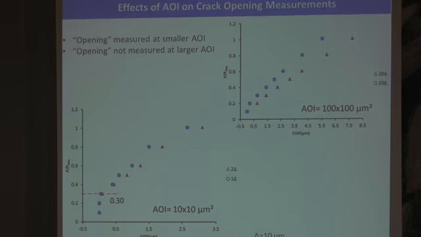Also, the effect of the area of interest on crack opening measurement was recorded. The COD versus the load for an area of 10 by 10, and the COD versus the load for an area of 100 by 100, for 1 grain size, 2 grain sizes, 10 grain sizes, and 20 grain sizes. It was noticed that opening was measured at the smaller area of interest, and opening was not measured at the larger area of interest, as you can see here, around 0.3.